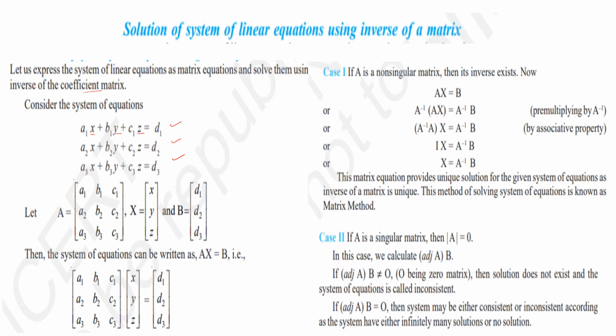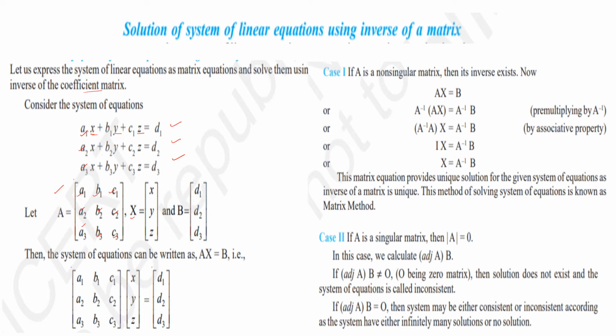Now this system is having A as the coefficient matrix. So see, we will be taking the first column as the coefficients of x like a1, a2, a3. The coefficients of y will make b1, b2, b3 the second column, and coefficient of z will make the third column. X is the variable matrix, which is, we have three variables x, y and z, right?